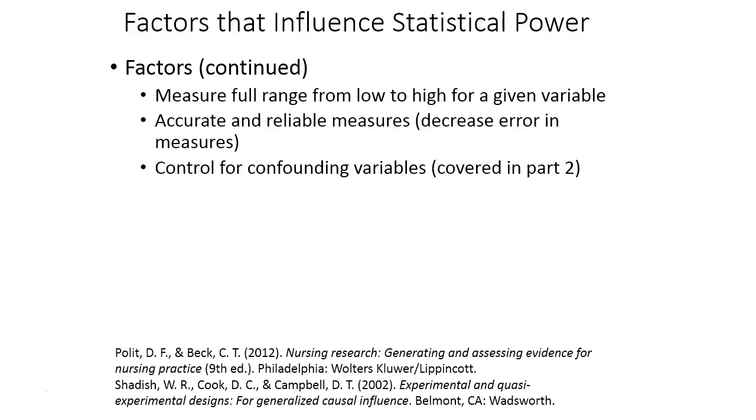We talked earlier about having these accurate and reliable measures. If they're not accurate and reliable, there's more noise. And the last point has to do with controlling for confounding variables, a concept that was covered in your readings and a concept that we'll talk about more in part 2 of this lecture.